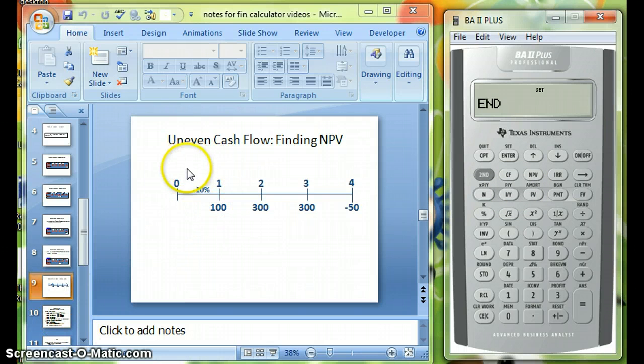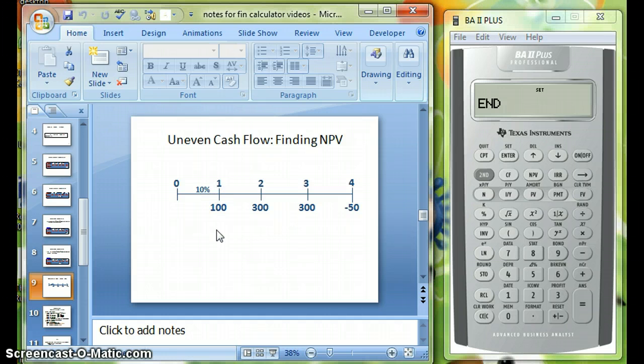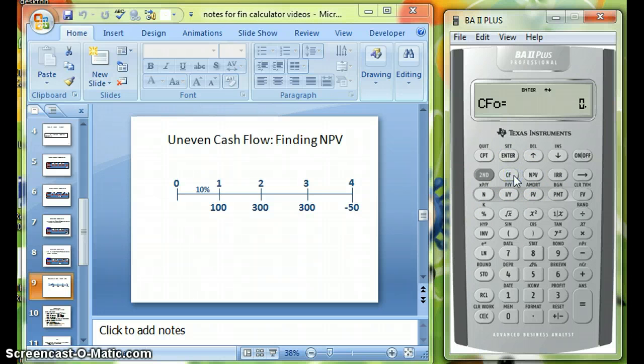Okay, so now we are looking at uneven cash flows. This is a series or streams of uneven cash flows. Unlike annuities, which have the same amount of cash flow all the time, the uneven cash flows deal with, well, uneven amounts of cash flows. And what we have to do is use the cash flow registry in your calculator.